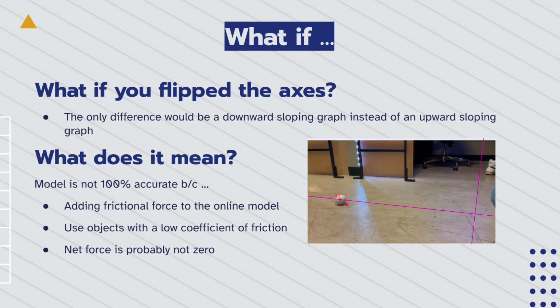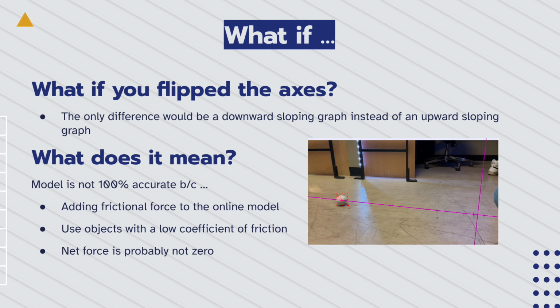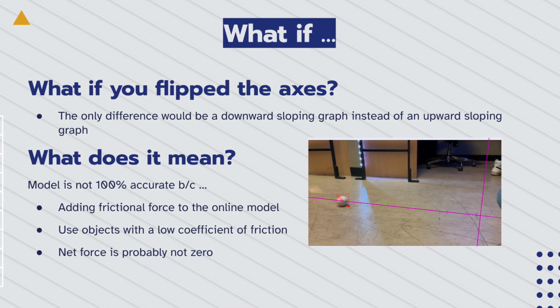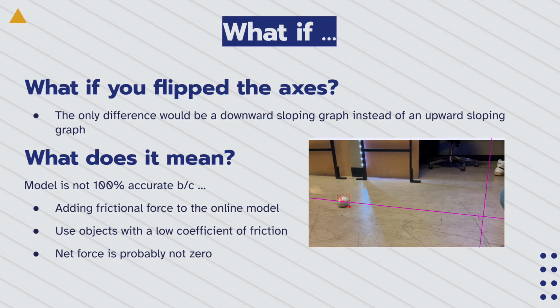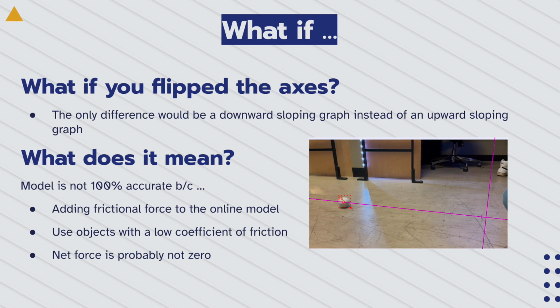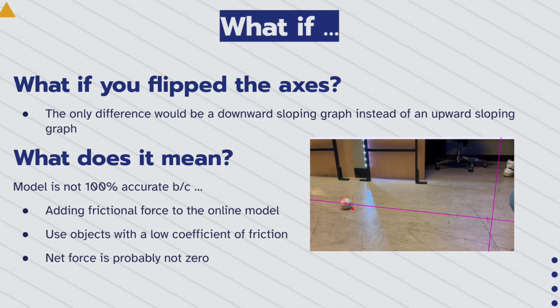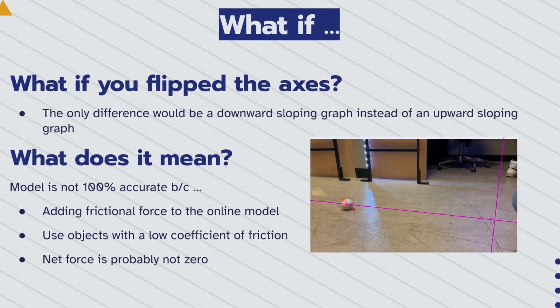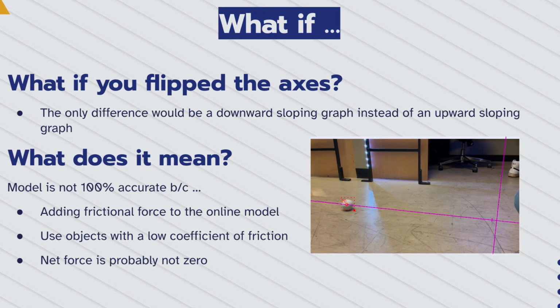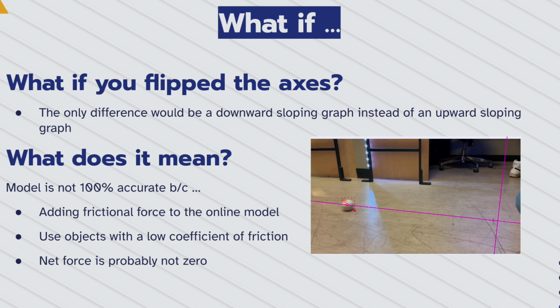So what does this mean? Well, it means that the online GlowScript model is not 100% accurate. Things that we could do to fix this would be adding frictional force to the online model, using objects with a low coefficient of friction, and it's best to remember that net force is probably not 0 in this situation.